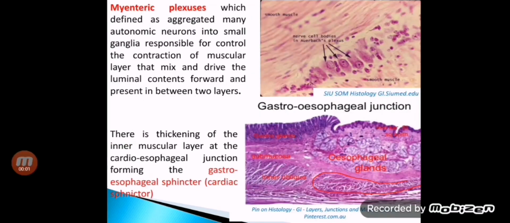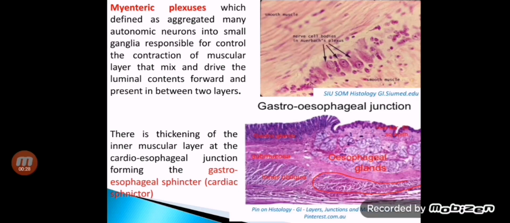The Auerbach myenteric plexus is defined as aggregated autonomic neurons in small ganglia that are responsible for controlling the contraction of the muscular layer, which helps to mix and drive the luminal content forward, and it is present between the two sublayers of the muscular coat. There is a thickening of the inner muscular layer at the cardioesophageal junction, forming what is called the gastroesophageal sphincter or cardiac sphincter.